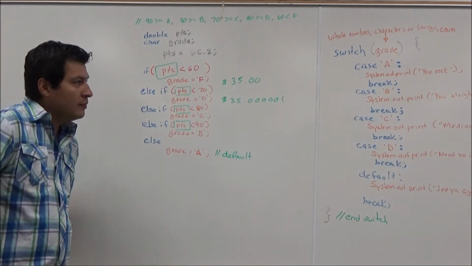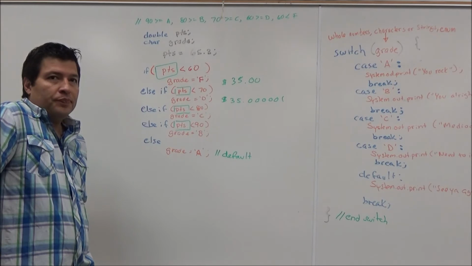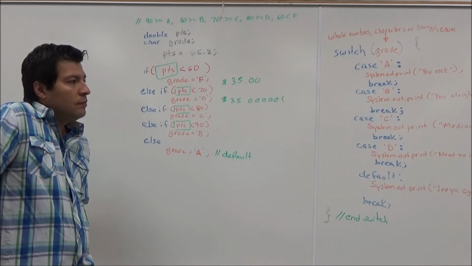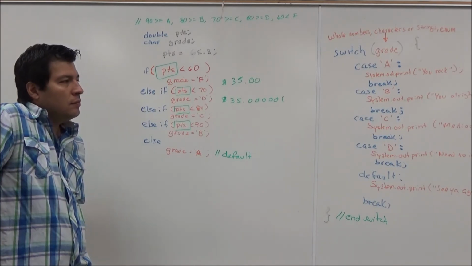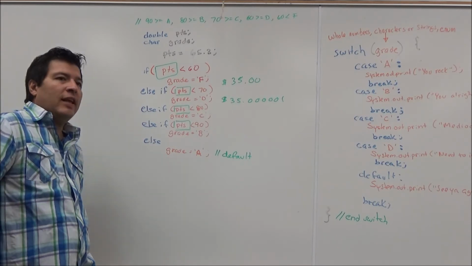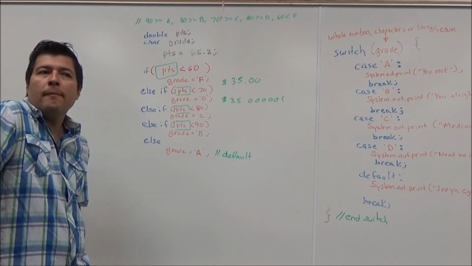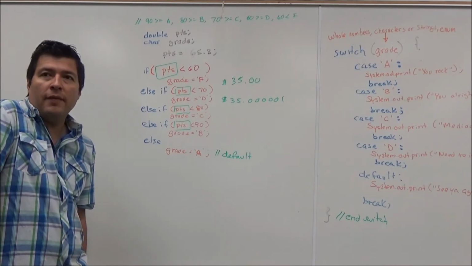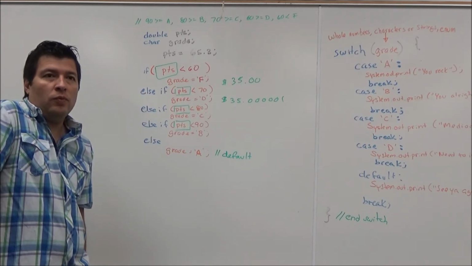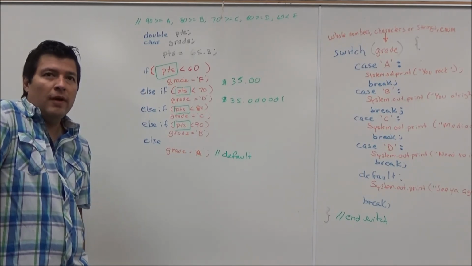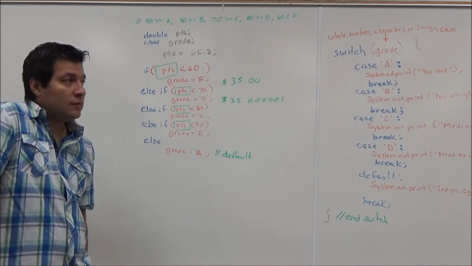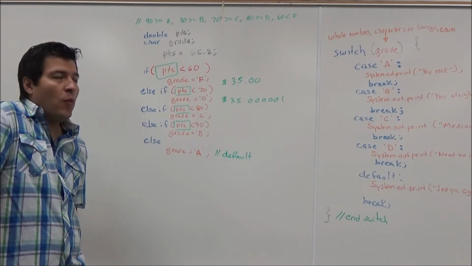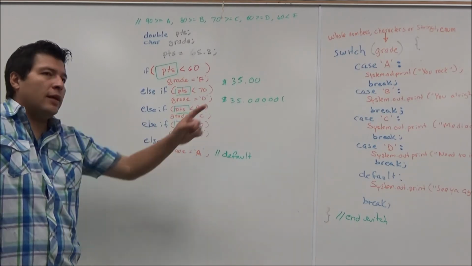So, the cases are exact values. I mean, if I do decimals, I will have to do 90.001, 90.002, however precise you want it to be. That will be crazy, right? But what if I want to do a switch statement and do this into that? How will you do it?